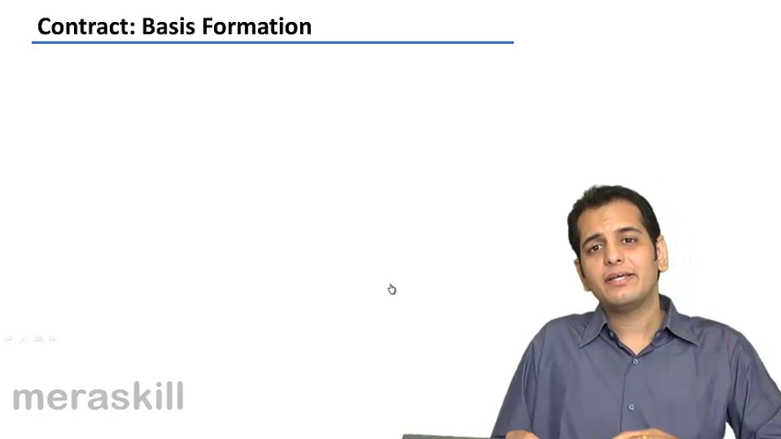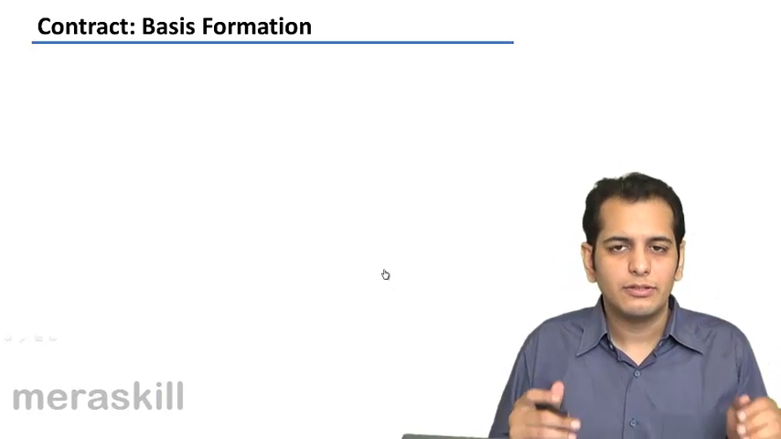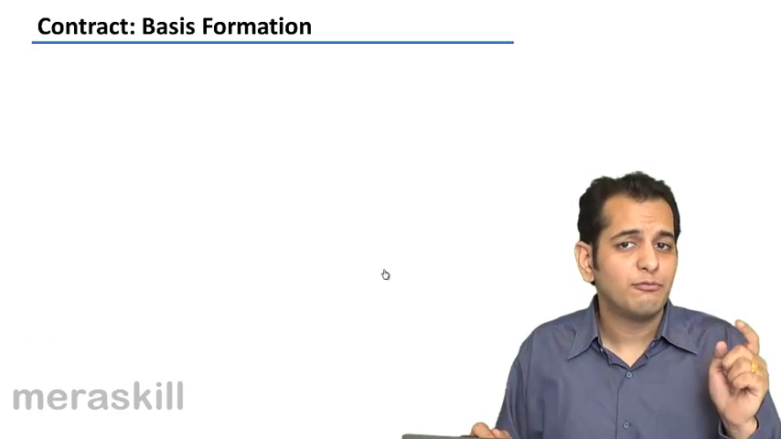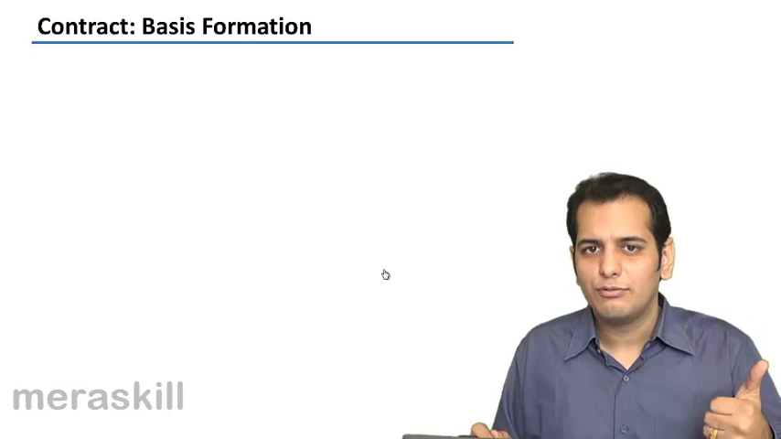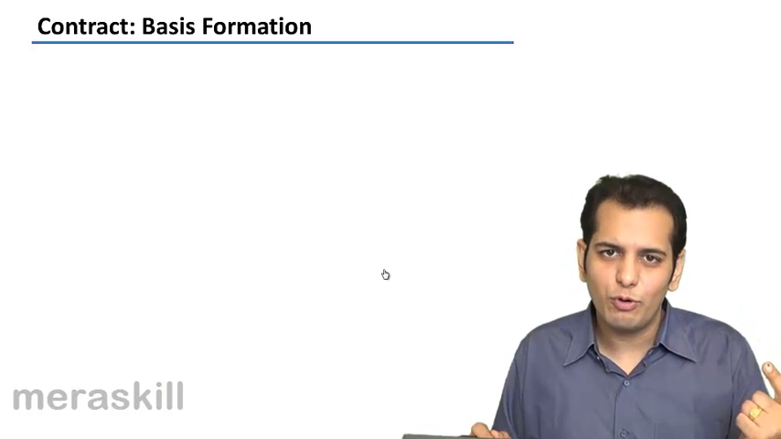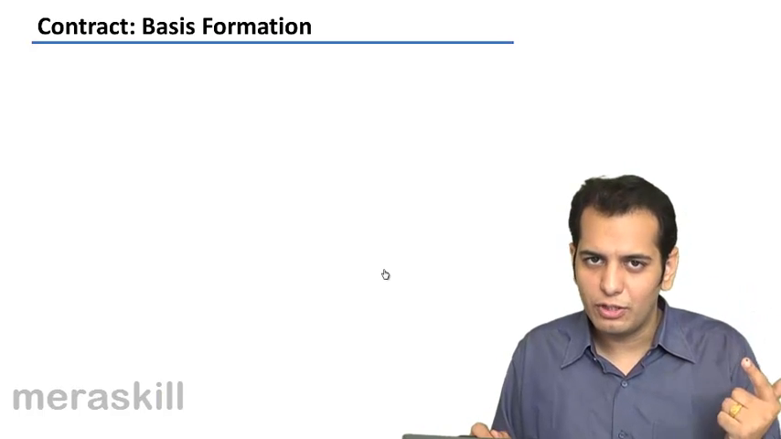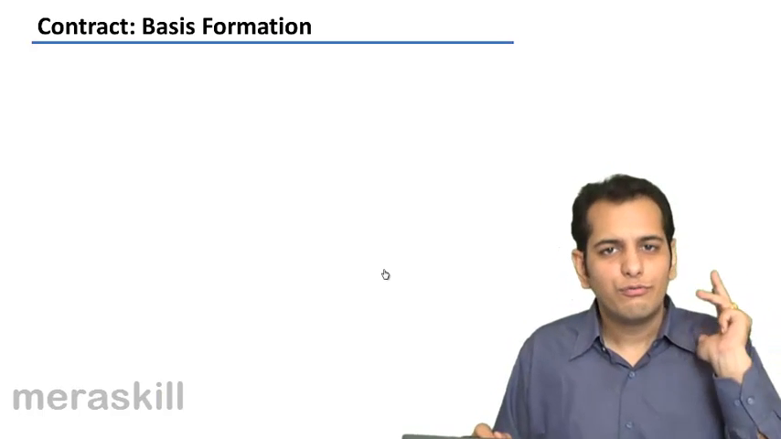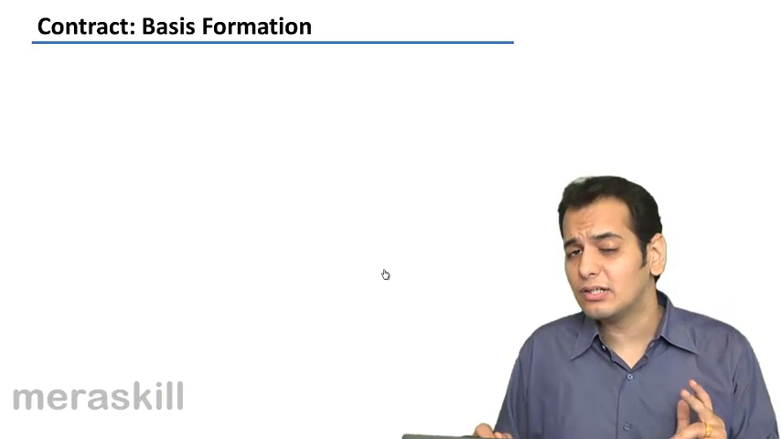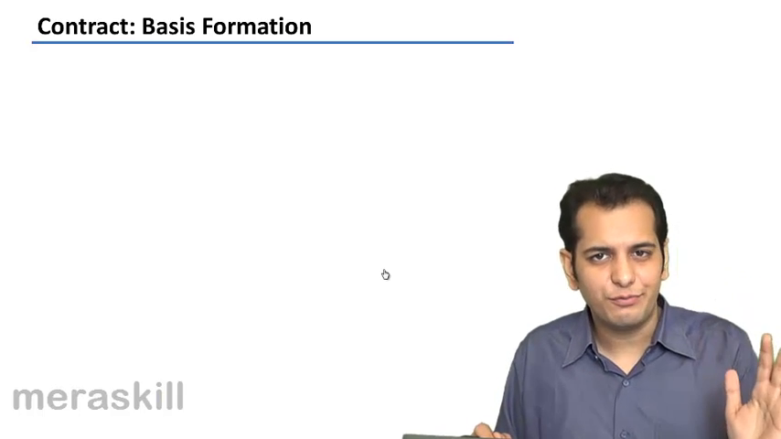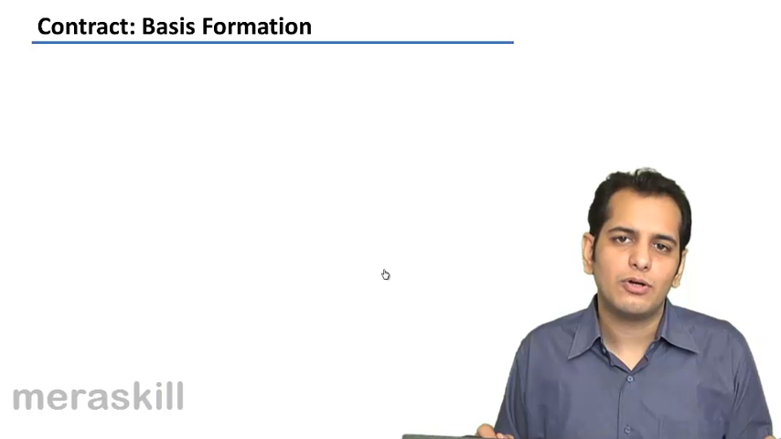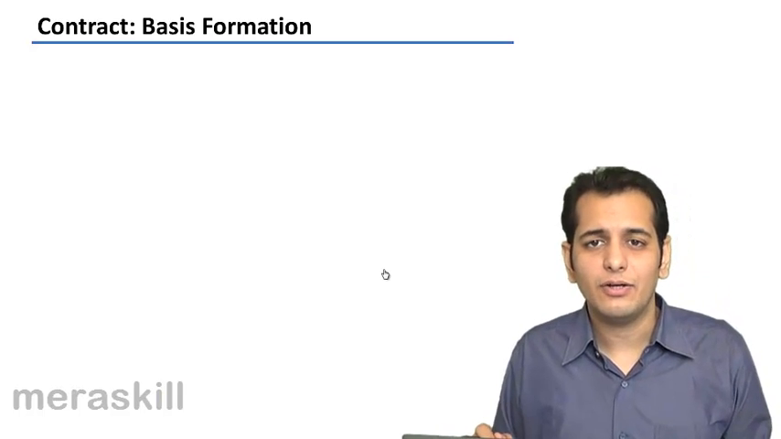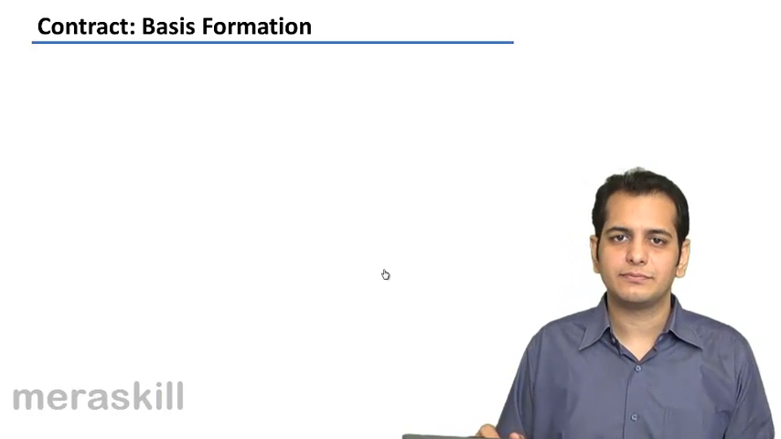So our next heading is on the basis of formation. We are done with the types of contract on the basis of validity. The first was valid contract. The second was void contract. Third was voidable contract. Fourth was illegal contract. And finally, the fifth was unenforceable contract. So now we come to the heading on the basis of formation.